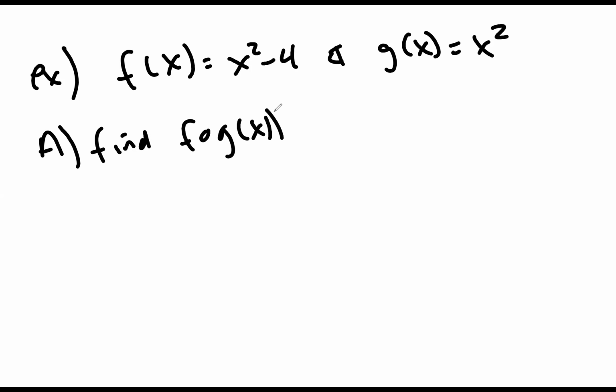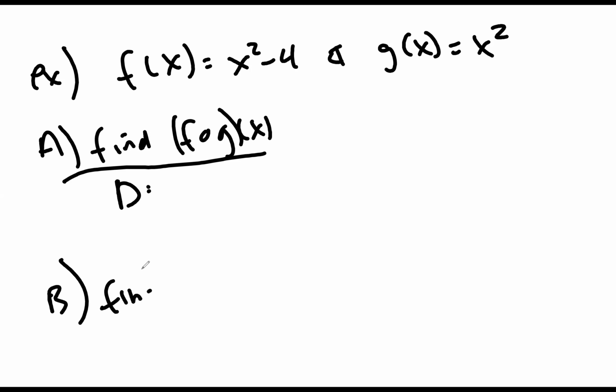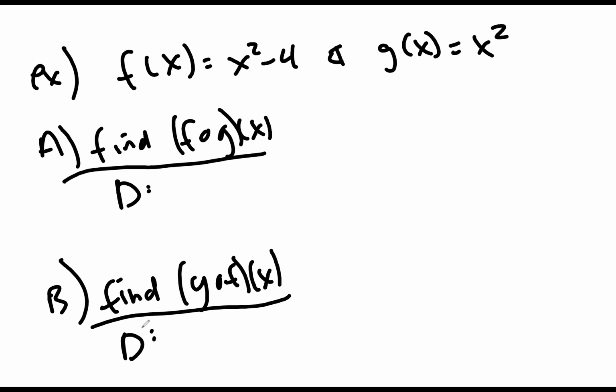And the reason why I'm making it so apparent that I'm writing this "f of g" out every time is because Hawkes is going to write it to you in "f of g" notation, and I want you to be able to rewrite it. So I want you to find letter A, find f of g of x and its domain. And then letter B, we're going to flip this thing around and find g of f of x and that guy's domain.